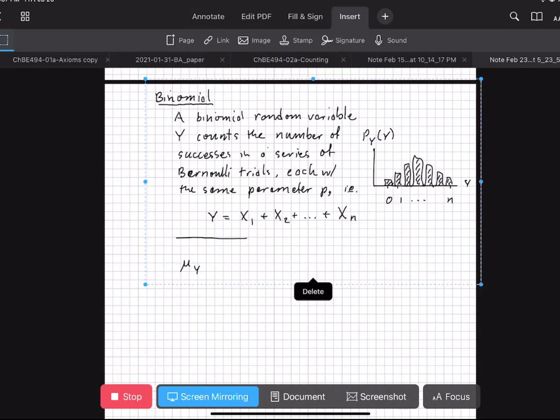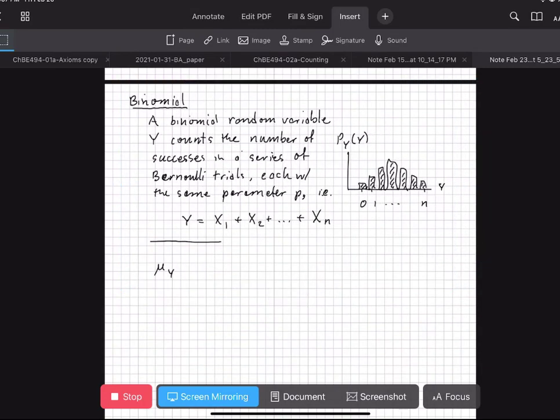There we go. All right, so here is our binomial distribution. This is the situation: it is a random variable, y, that counts the number of successes in a series of Bernoulli trials where each one of the trials has the same parameter p. Specifically, y is equal to x1 plus x2 plus, and you continue on until you get to xn. So this is the shape of the distribution typically. You start at 0, no successes, and you end at all successes. And usually there's some peak somewhere in the middle at a fraction p along the range.